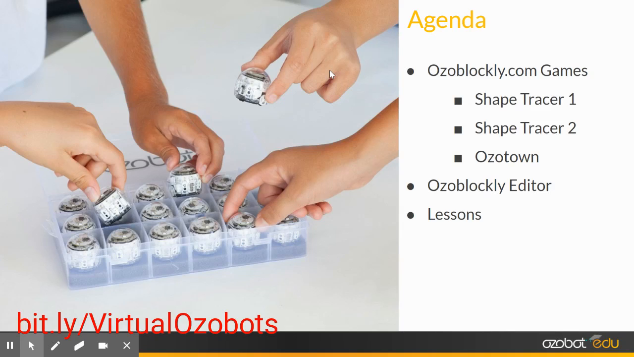The things we're going to go over in the next 45 minutes are the three Ozoblockly games or challenges known as Shape Tracer 1, Shape Tracer 2, and Ozotown. If I have time, I would also like to go over the Ozoblockly editor and where to find Ozoblockly lessons. If you were able to attend my 2 ways to code, you will see that some of my slides are similar, but I have in-depth information about these Ozoblockly challenges, which I did not have in my first presentation.